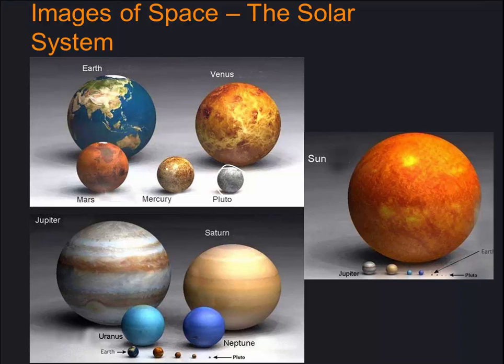Mercury is the closest planet to the sun, then Venus, then Earth, then Mars. You'll notice Earth and Venus are similar in size, but Earth is the biggest of the inner planets. Mars is fairly small compared to Earth. Venus is close, but its atmosphere is pretty nasty. We couldn't survive there very well.